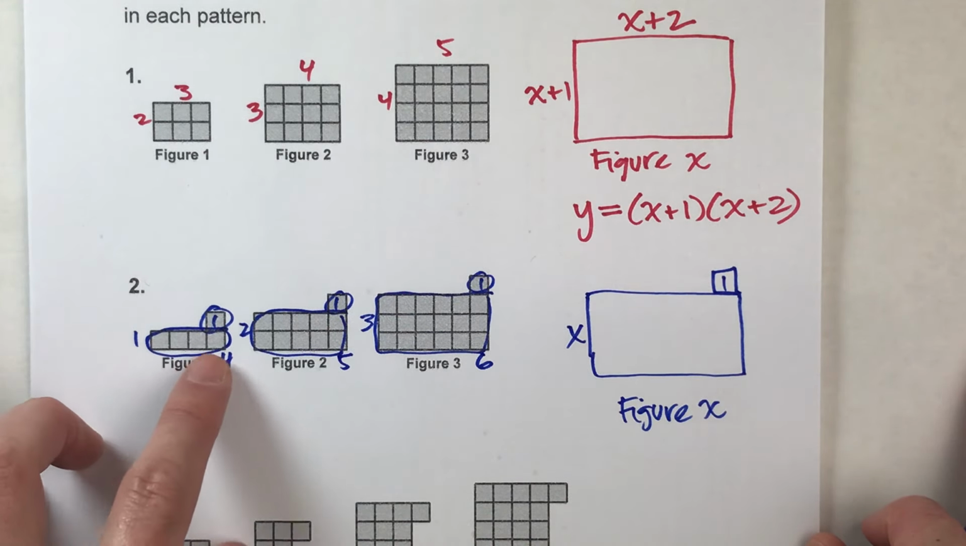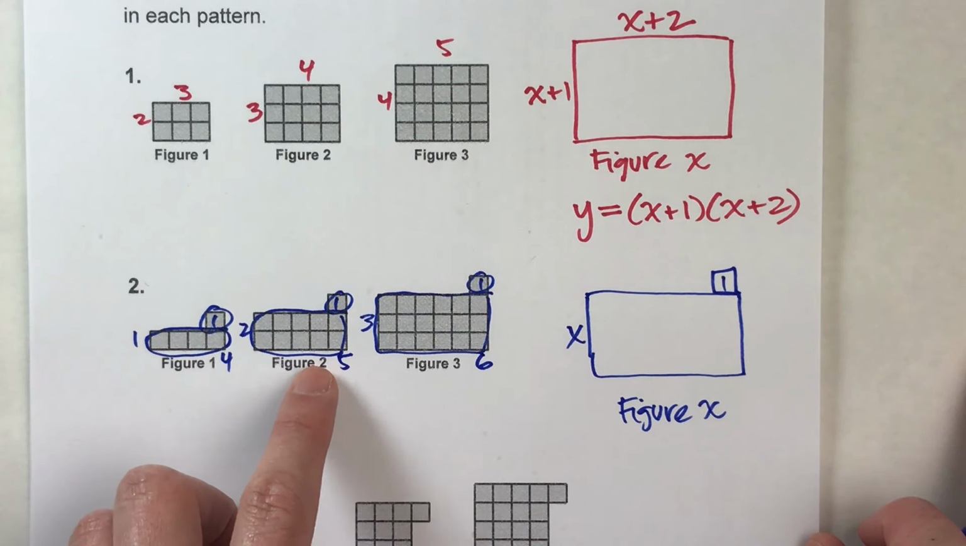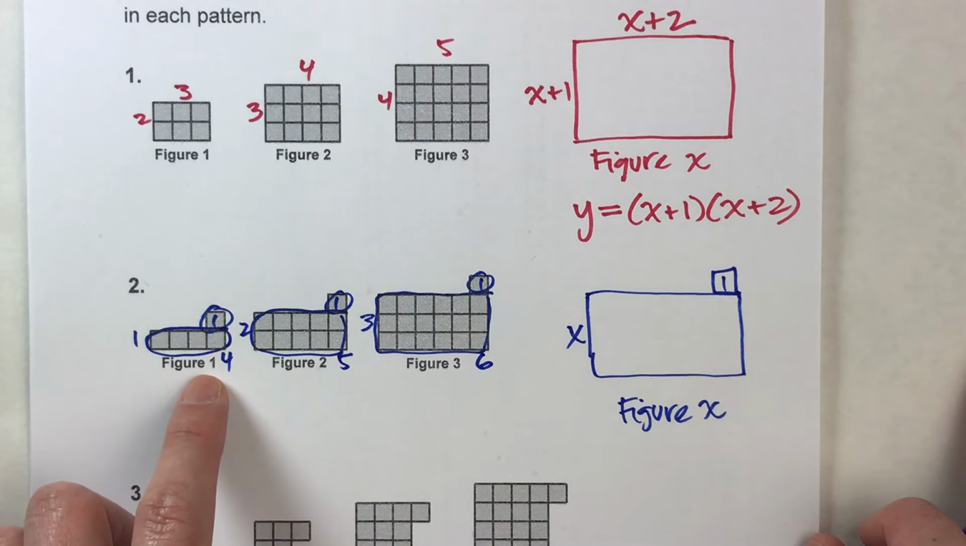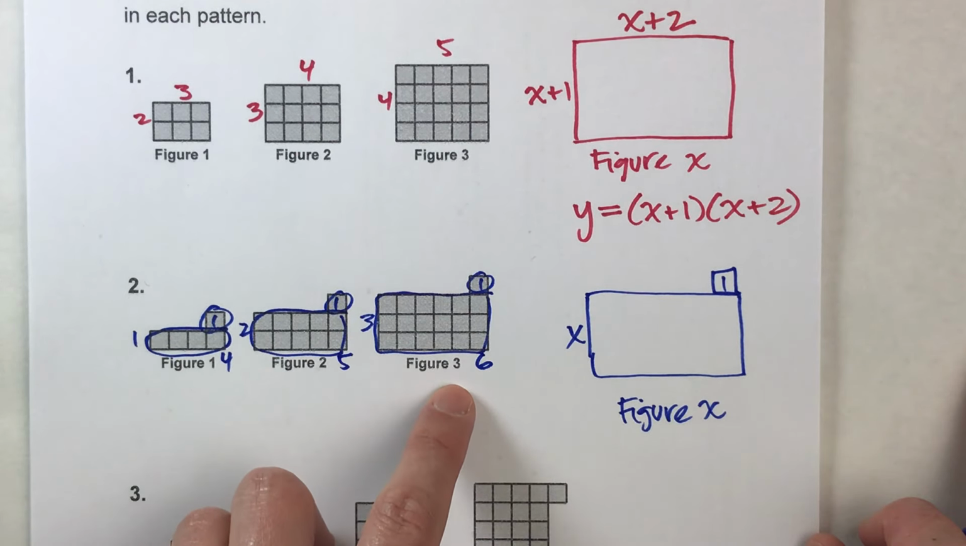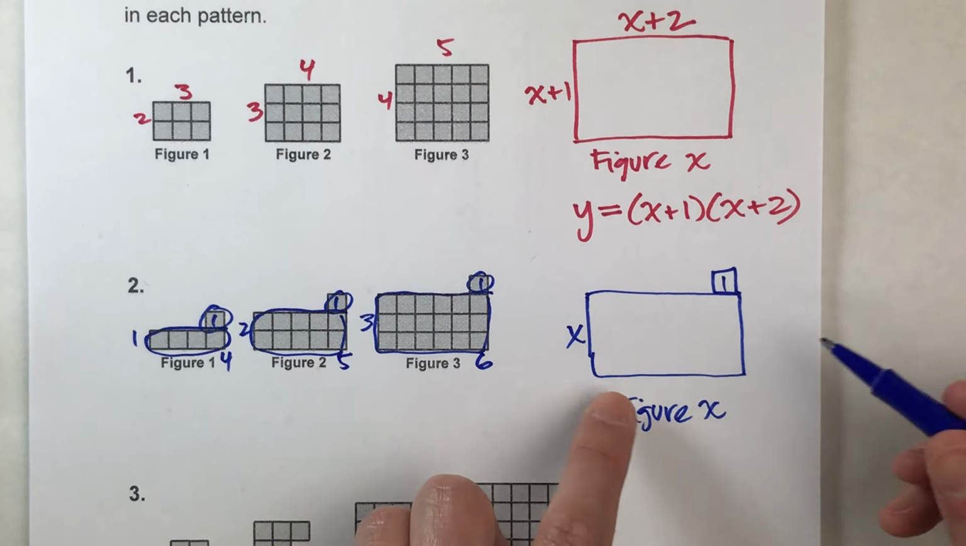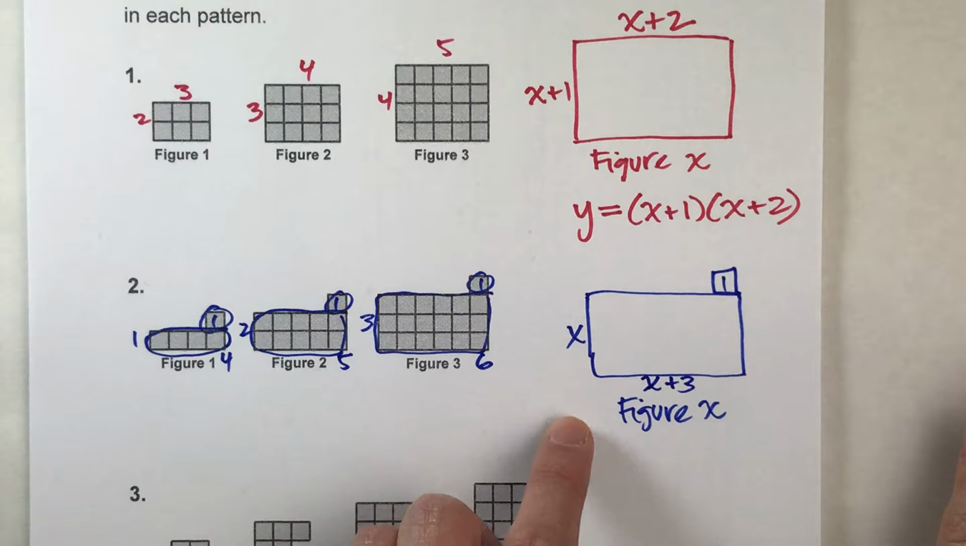All right, now let's do the length. The length is 4 on figure 1. It's 5 on figure 2. It's 6 on figure 3. Notice, the length is always 3 bigger than the figure number every single time. So on figure X, the length is going to be X plus 3 because it's 3 bigger.